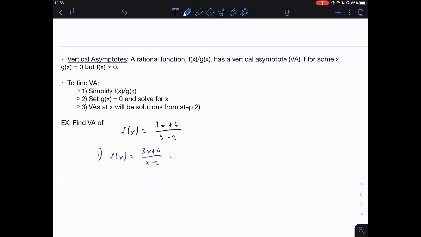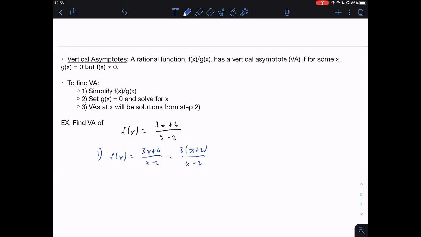So what can we factor out here from the numerator? Well, in the numerator, these two terms have a 3 in common. So we can factor out 3, leaving us with x plus 2 over x minus 2 inside. Can we cancel these two out? No, because we have a different sign in the middle. X plus 2 is not the same thing as x minus 2. So in this case, there is no common factor between the numerator and the denominator.